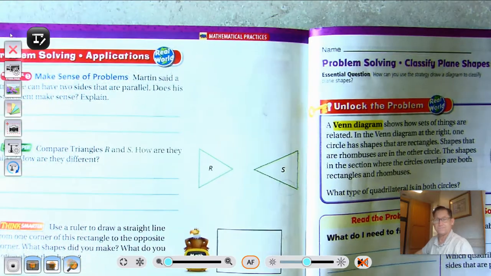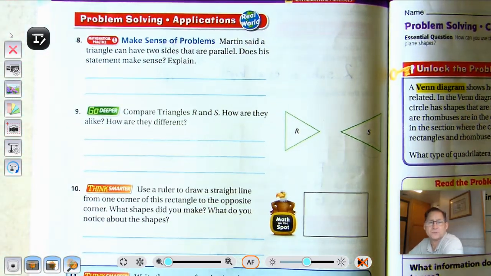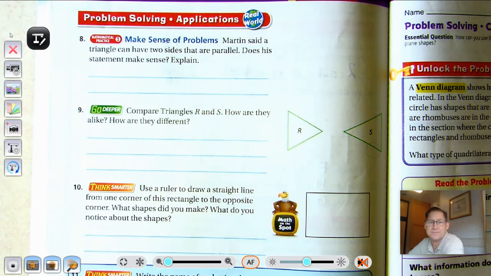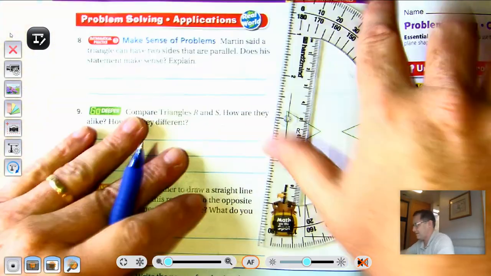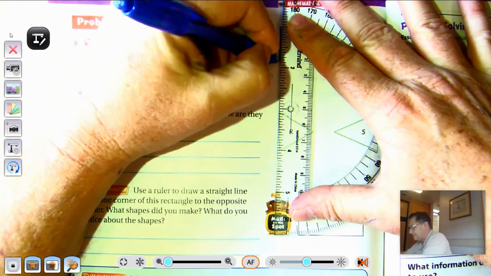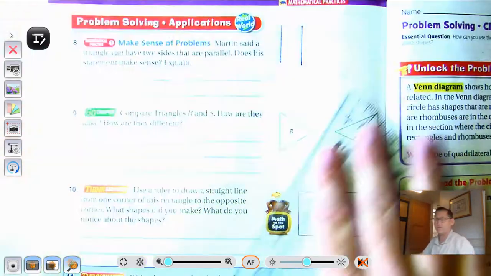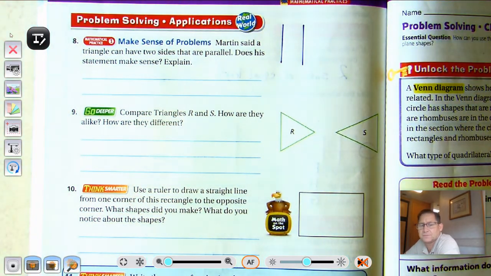Okay, 534. Number 8. Martin said a triangle can have two sides that are parallel. Does his statement make sense? No. Let's just look at this. If you have two sides of a triangle that are parallel, how are you going to make that a closed shape with only one more side? No.